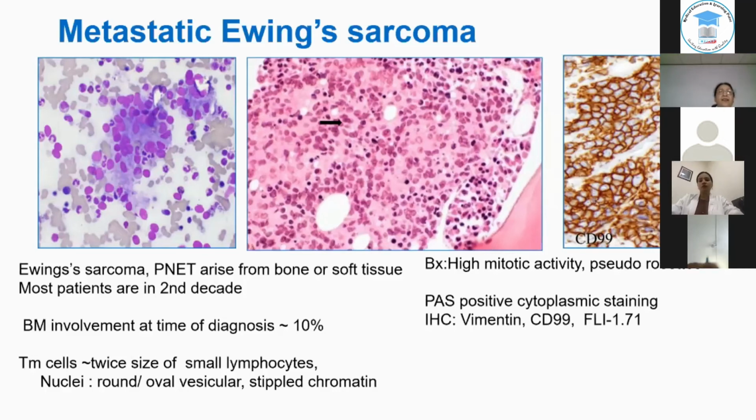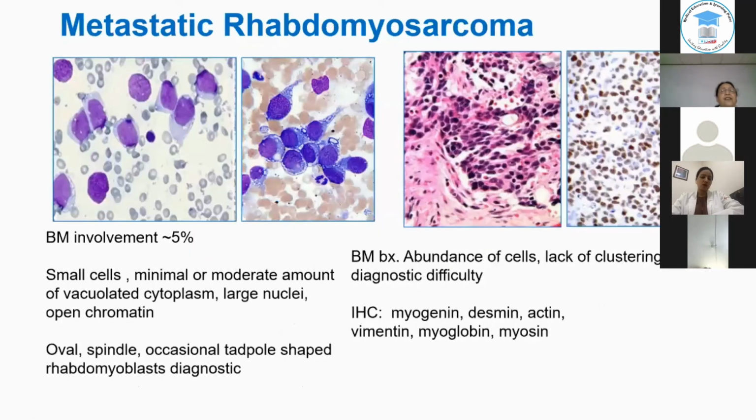In immunohistochemistry, or CD99 or FLI-1, here we can see this tumor is showing positivity for CD99. The third common tumor in childhood is metastatic rhabdomyosarcoma cases. These cells are very small.